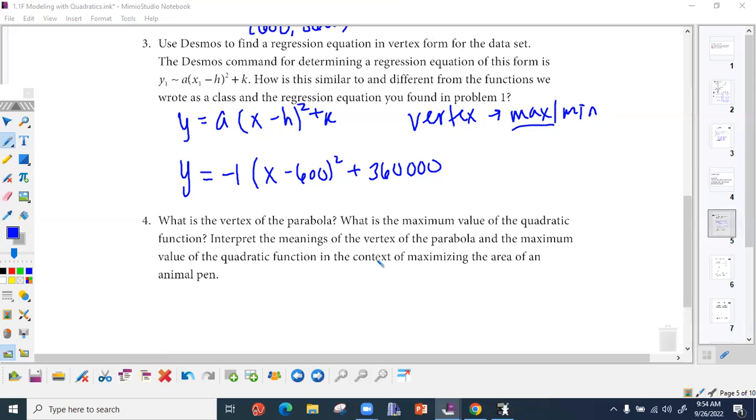Okay, so I heard a lot of good conversations from people who tried to stay on task. So when we are summarizing here, your vertex is the point, our maximum value, our highest point at the top. And when we talked about the vertex, we knew that it was 600 and 360,000. Okay, your maximum value, when you're referring to value in anything, it's actually the y value only. So the maximum value here would be our 360,000.